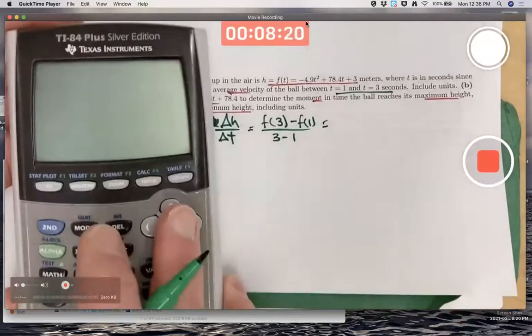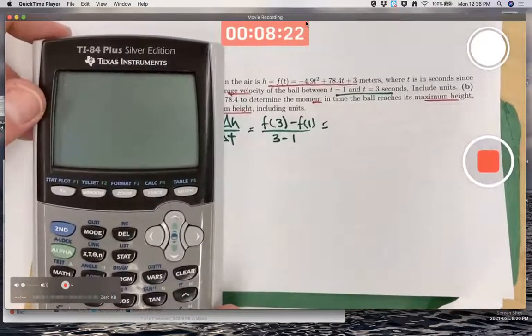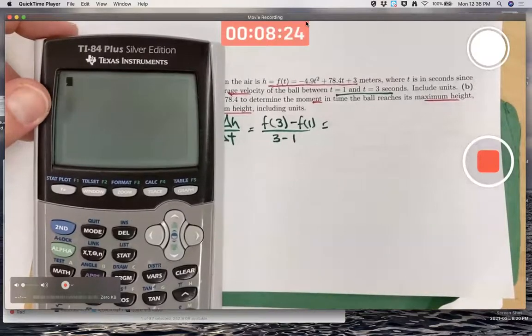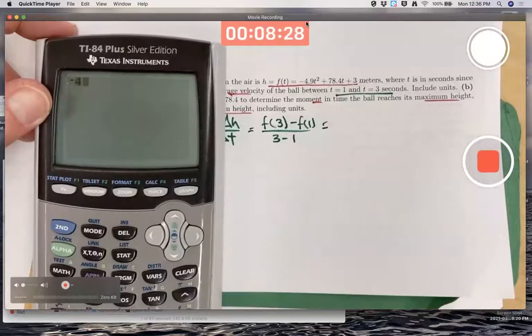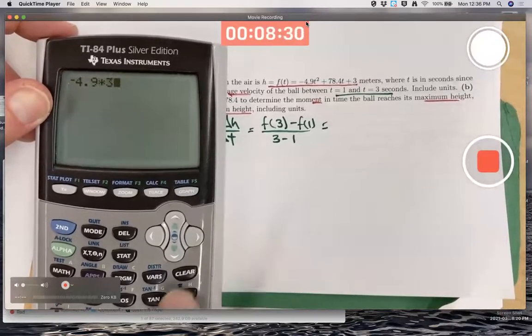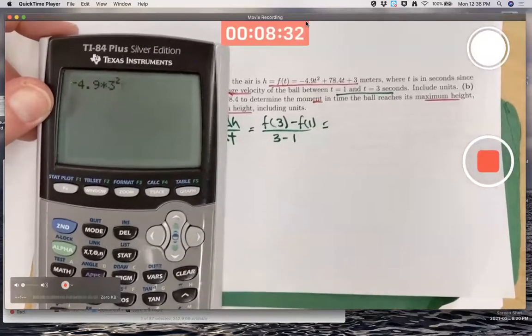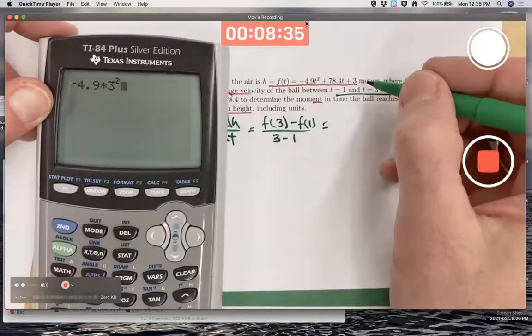I'll just plug these numbers in my calculator. Maybe you want to have your calculator out, so you can check calculations. So plug in 3, I get negative 4.9 times 3 squared. I'm plugging into the function here, right there.